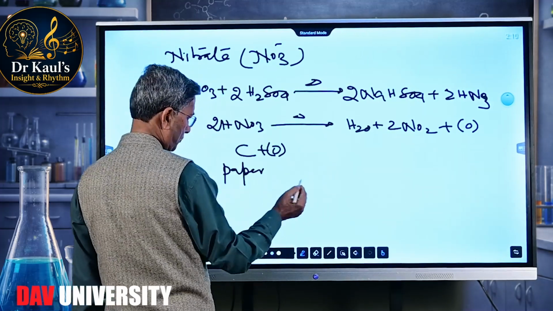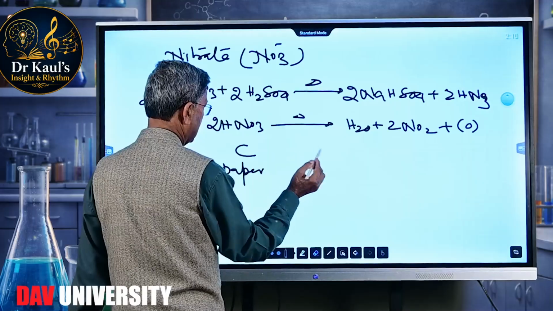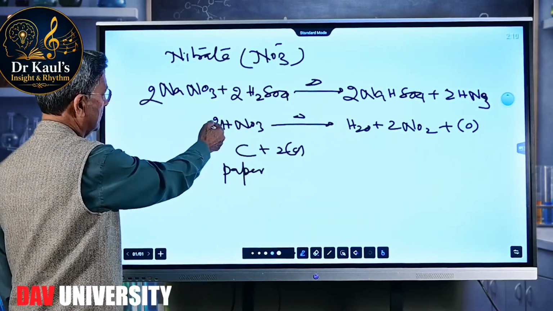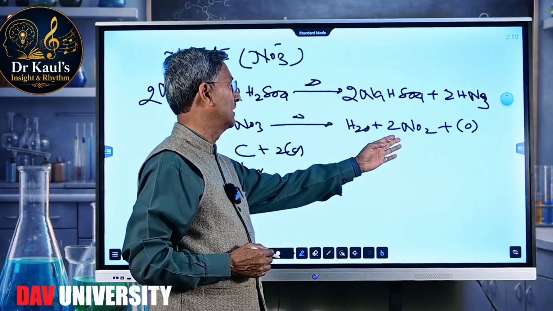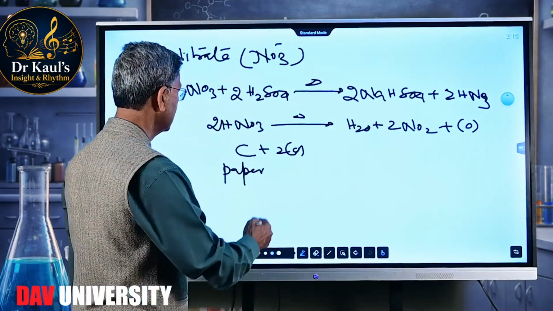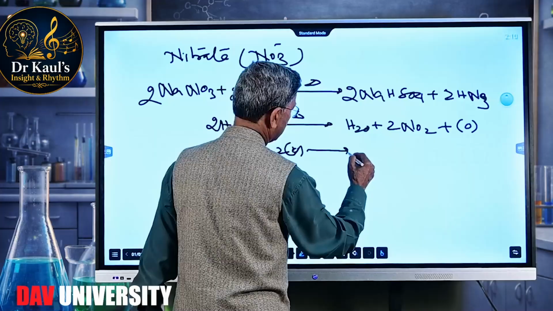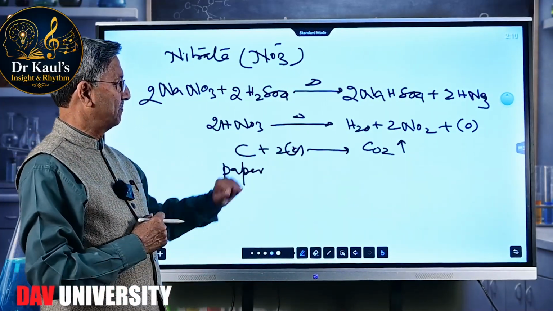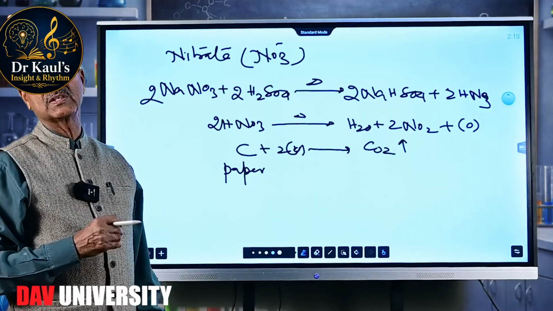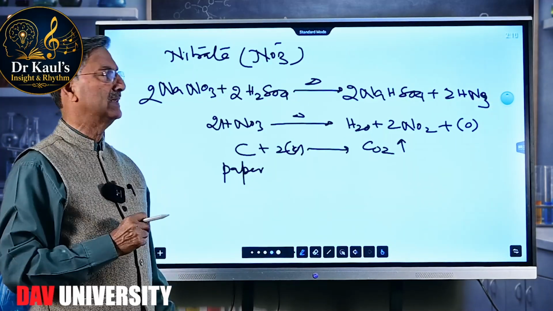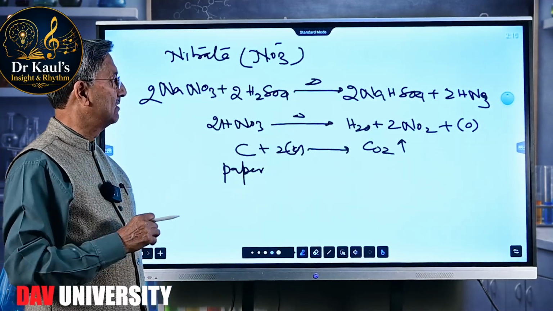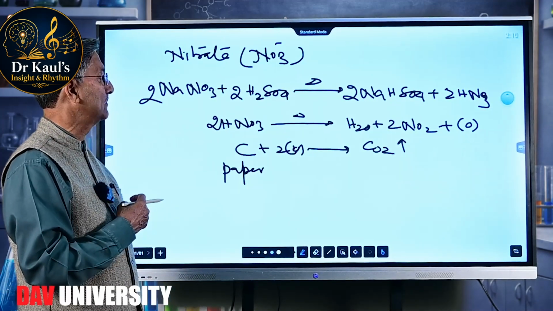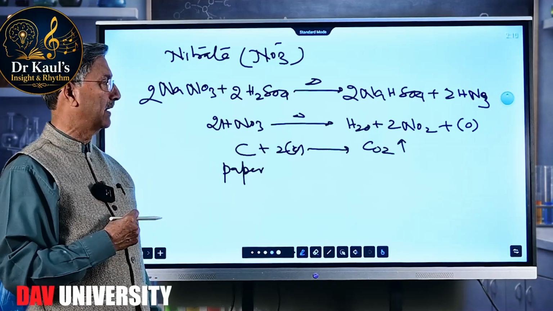Of course, if you want to balance it, then you can write it like this: C plus 2 nascent oxygens. You can have 4 HNO₃ giving you 2 water and 4 NO₂ and 2 nascent oxygens. So this nascent oxygen combines with carbon to give you carbon dioxide. You can do this with the paper pellet, or you can do this even with copper turnings. In that case also the same will happen. We'll be discussing this when we discuss the confirmatory tests of nitrate. There we'll be discussing the copper turning test.